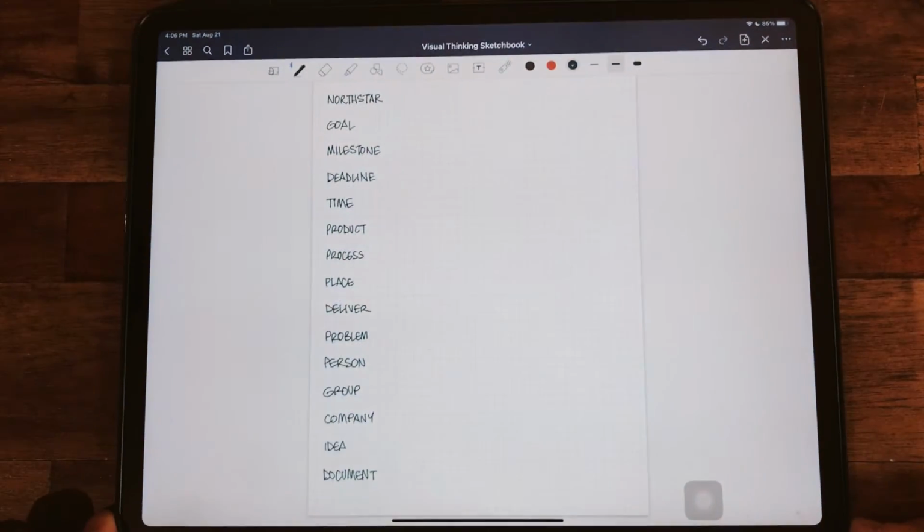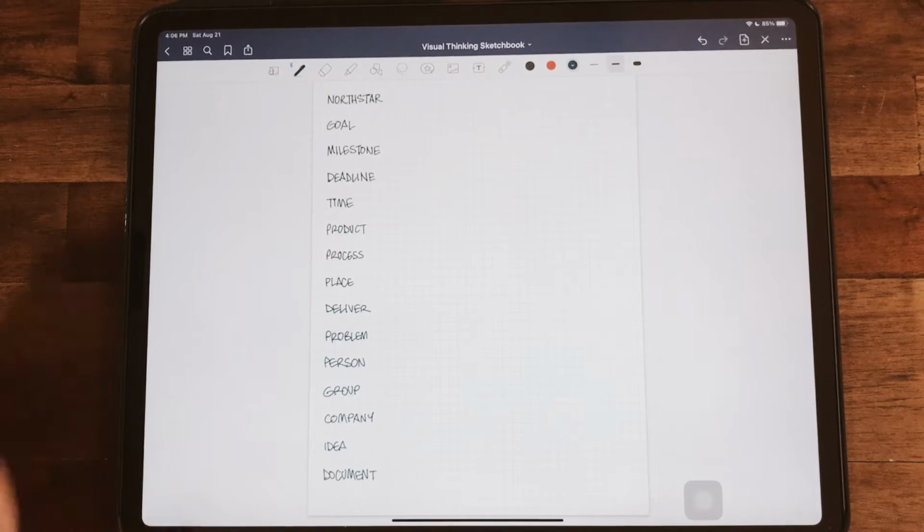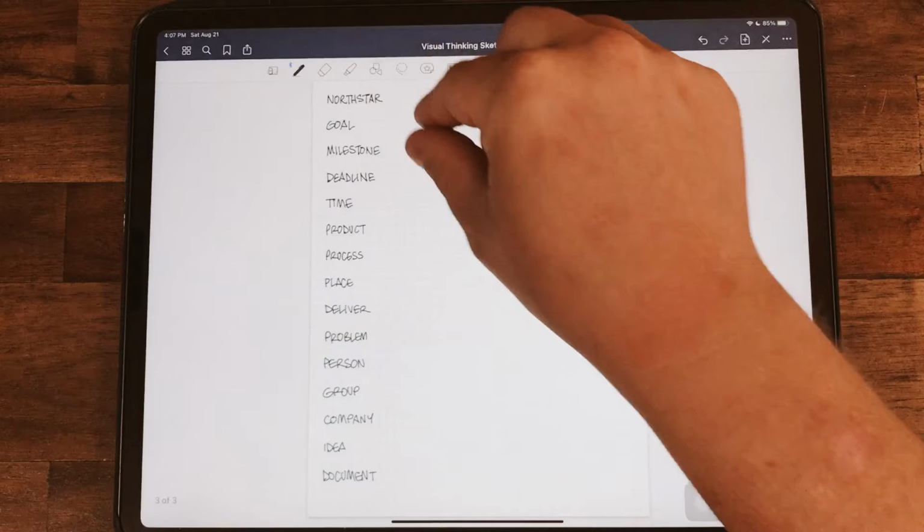On a new page, write this list of words down on the left-hand side. As you write them, notice what pops into your mind. Your brain is already thinking visually. Go ahead and pause if you need to catch the rest of the list.